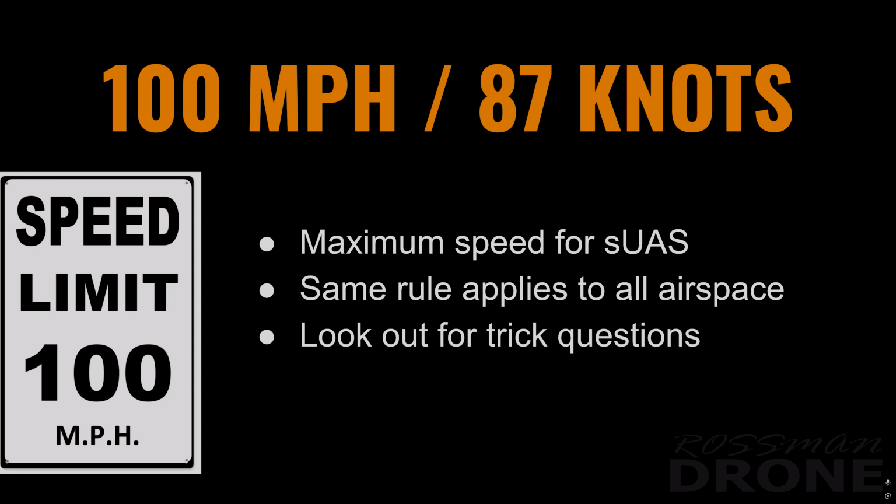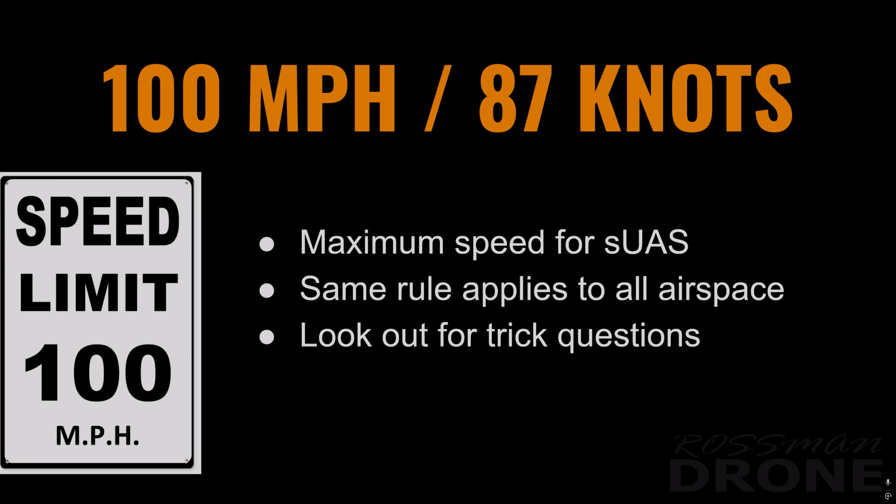100 miles per hour or 87 knots. Now, those two numbers are equal, just different units, and that would be the maximum speed limit for any kind of drone operation. Now, the same rule applies to all airspace. There are a couple questions you could get that ask you specifically, like, what is the maximum speed limit under Class B airspace? Now, it is always going to be 100 miles per hour.